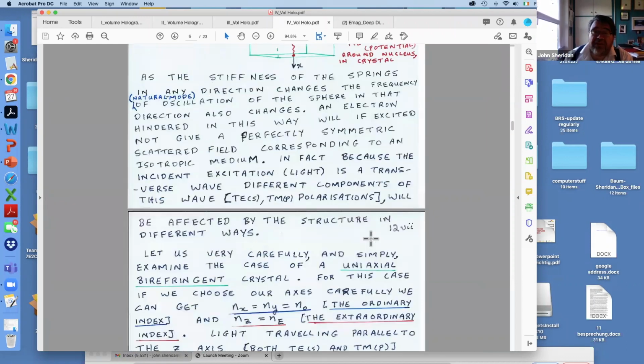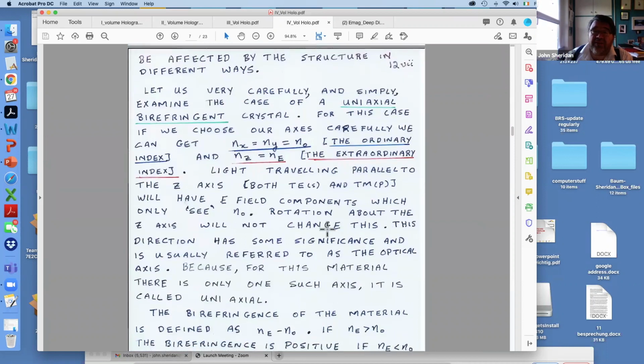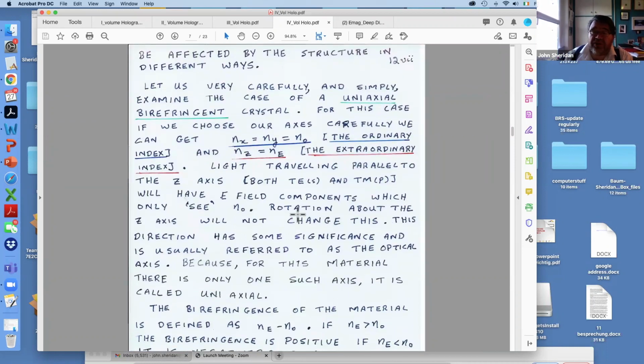Okay, let's very carefully and simply examine the case of a uniaxial birefringent crystal, and holograms that we've been talking about are like that. For this case, if we choose our axis carefully, we can get nx is equal to ny is equal to n0, the ordinary axis, and nz is equal to ne, the extraordinary axis.